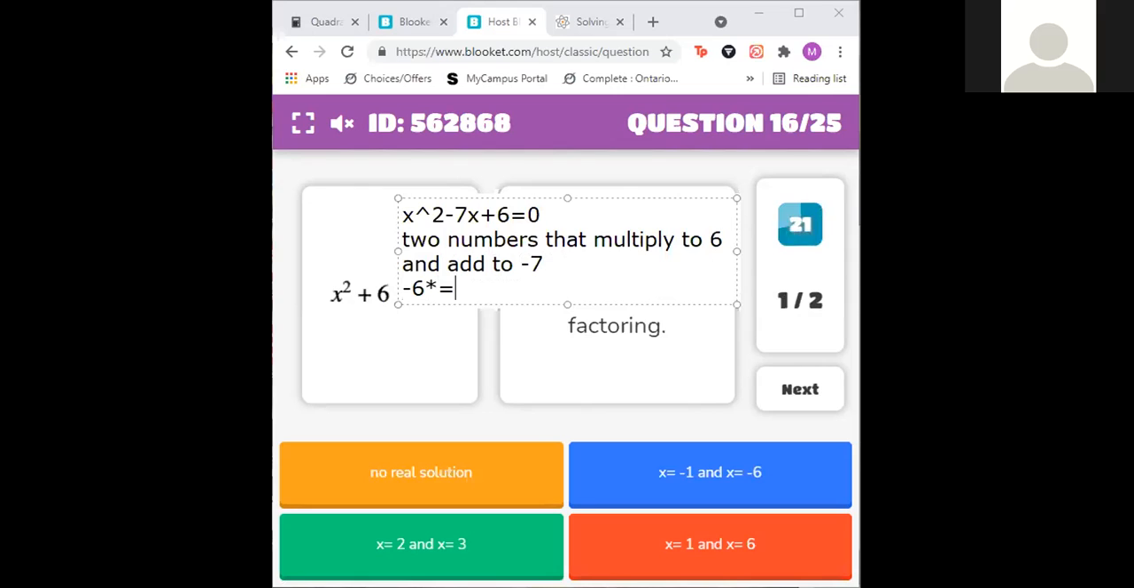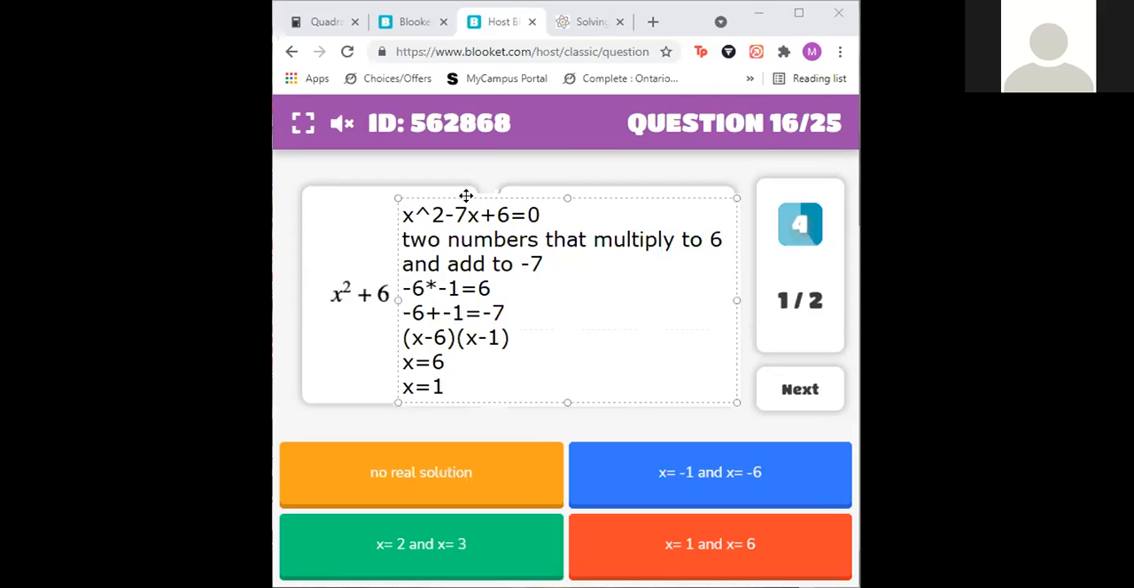So -6 times -1 is 6, and -6 plus -1 is -7. So then it's x minus 6, x minus 1. And then to get the answers, you just flip it. So it would be x equals 6, x equals 1. So it's just the opposite.